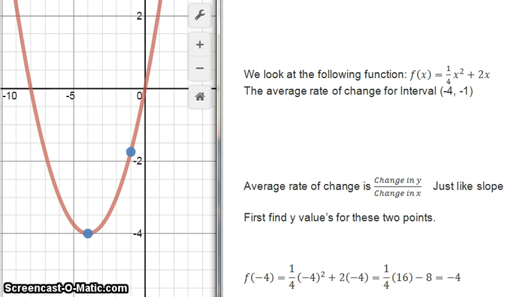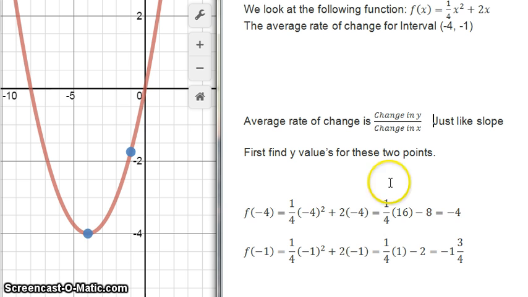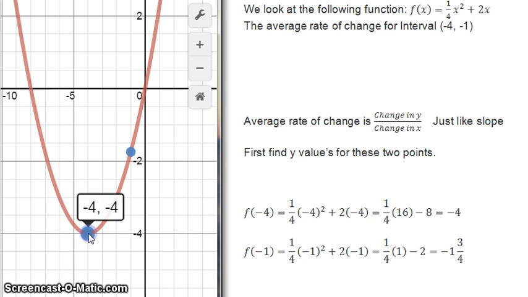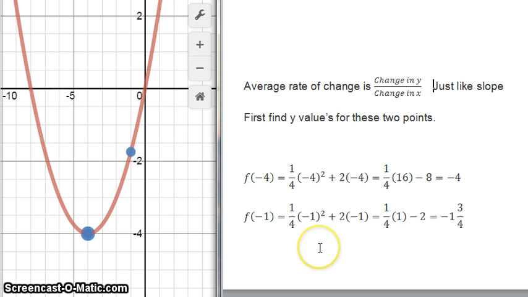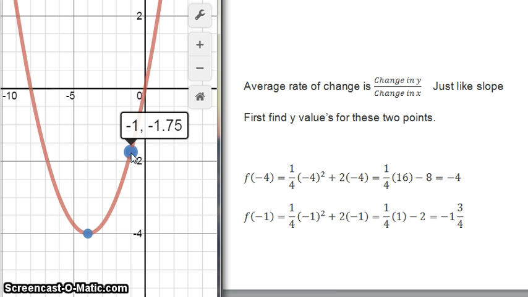Here's what we get. We get 1/4 times -4 squared, which is 16, and 2 times -4 is -8. So this calculates out to -4. That means that if x is -4, y is -4, and you see that in our graph at that point. Then if we go to x equal to -1, we do the same thing, calculate what it will be, and we get -1 3/4, or as you can say, -7/4, both correct. And you can see it here in the graph.